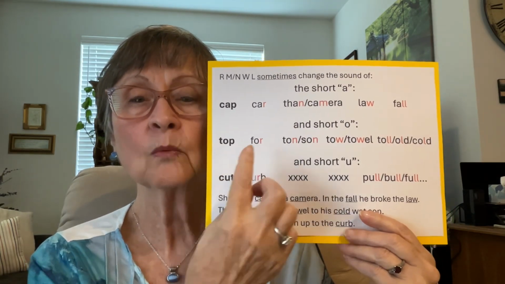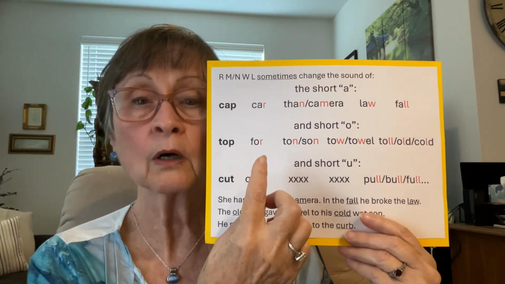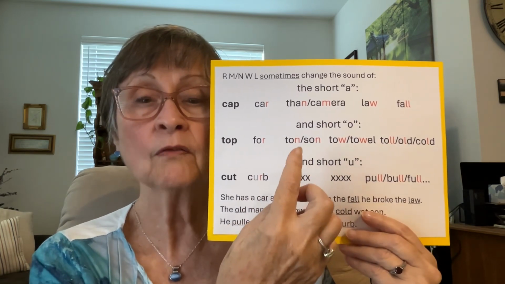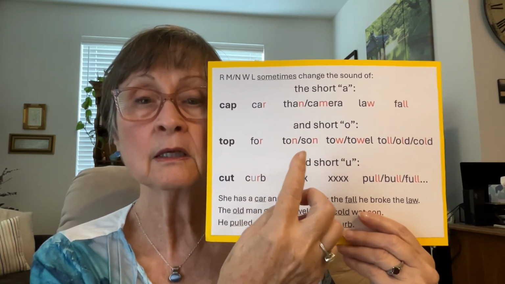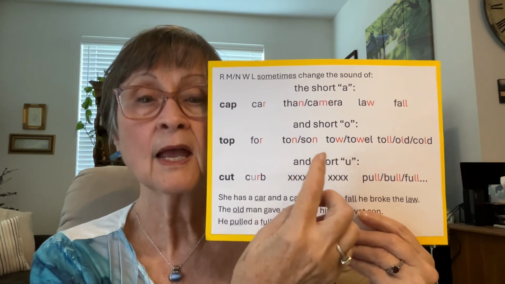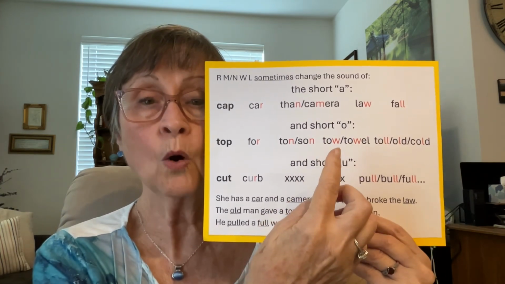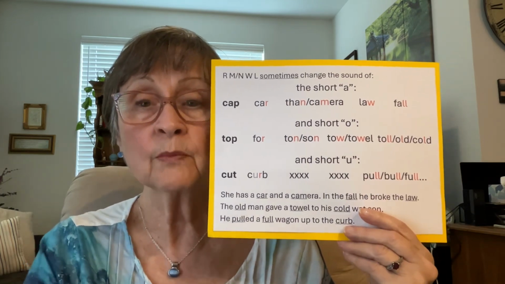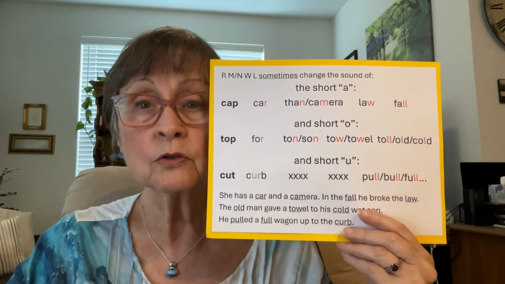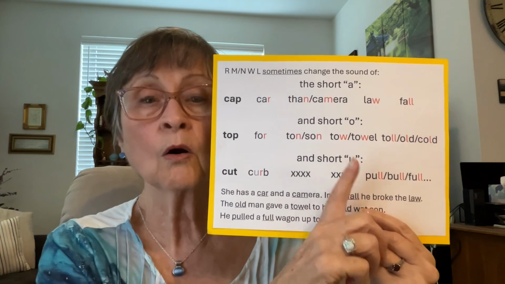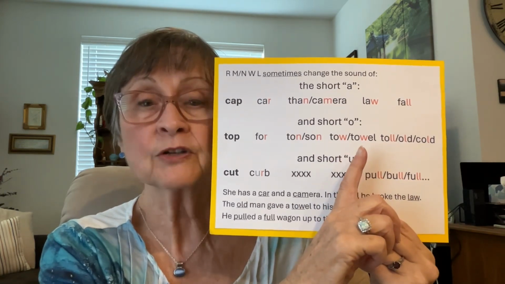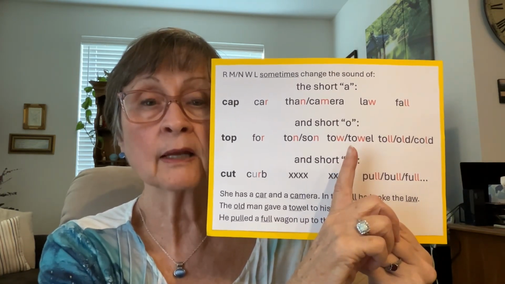Okay. Then the ah sound. Top with an R, it's for. With an N, it's often uh. Ton, sun. And then with the W, it either changes it to a long O, like tow. That's tow a car. If it breaks down, you have to pull it to the shop. Tow. Or it makes that owl sound that we just talked about, like in towel.